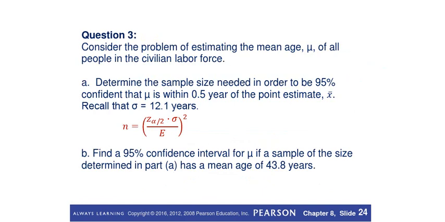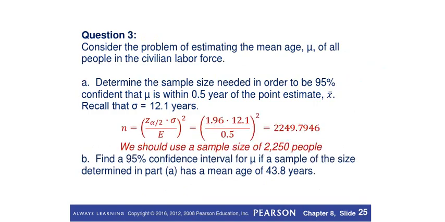So let's recall that our standard deviation was 12.1 years, and let's use that. If we put in the numbers right here, 1.96 as our z alpha over 2 times 12.1 and divide that by 0.5, right? Our margin of error, we wanted to be 0.5. And then we square that number, we come up with 2,249.7946. Well, what does that number really mean? Well, remember, we can't have 0.7946 people in our sample. Clearly, we have to go by whole numbers of people.